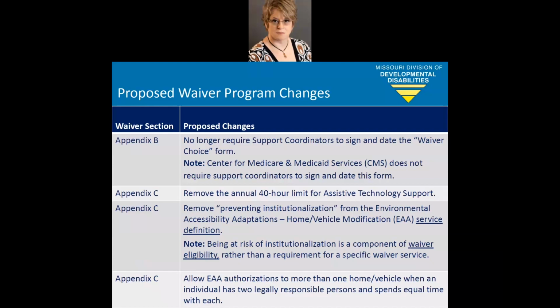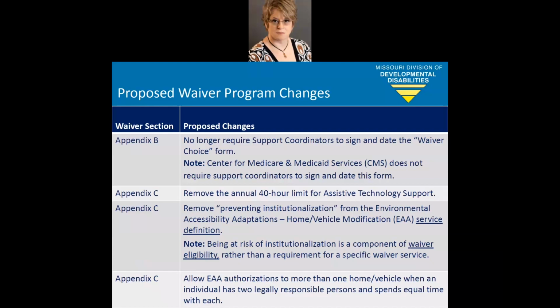Another proposed change is to remove the language around preventing institutionalization from the Environmental Accessibility Adaptation Service definition. You might commonly reference environmental accessibility adaptation, otherwise known as EAA. You might commonly know this as a home or vehicle modification. In order to meet the home and community-based waiver eligibility, an individual has to meet a certain level of care and be at risk for institutionalization without waivered services and supports. Because this is an overall home and community-based service waiver requirement and not a requirement of any specific service, the division proposes to remove that wording from the EAA service definition.